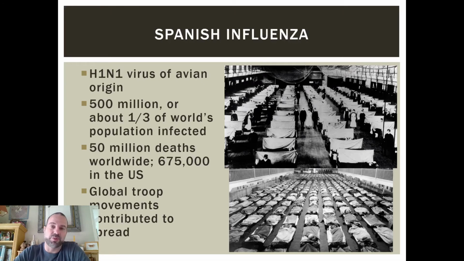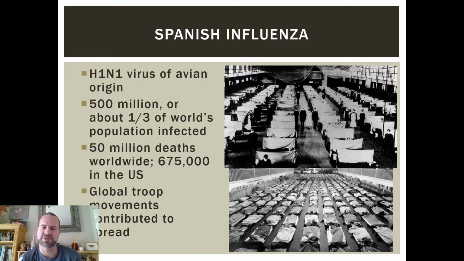All right, so if there wasn't enough death and destruction in the war itself, starting in 1918, before the war had ended, this outbreak of what became known as the Spanish flu, Spanish influenza. It's an H1N1 virus. They believe it's of avian origin, so in other words, passed from birds to humans. 500 million people, or about a third of the world's population, was infected. There were 50 million deaths worldwide, and 675,000 of those are in the U.S.